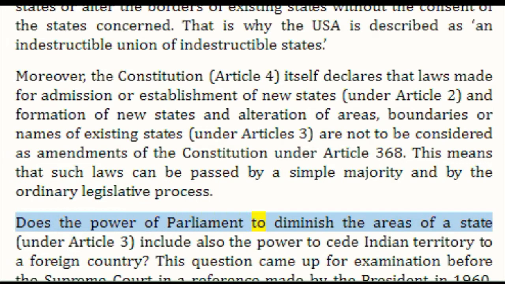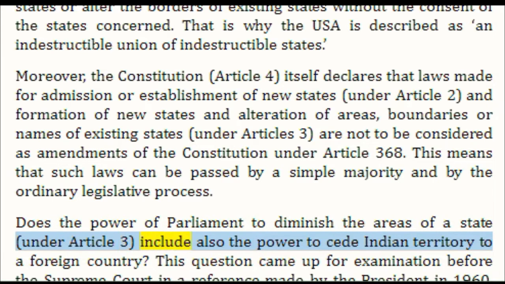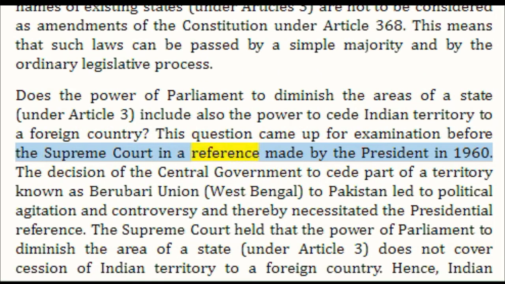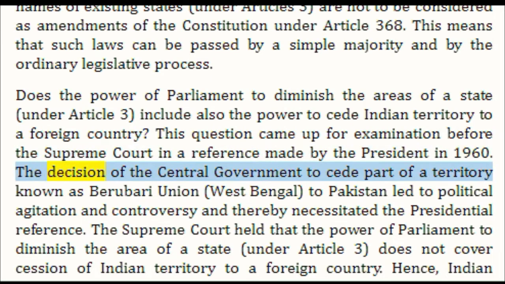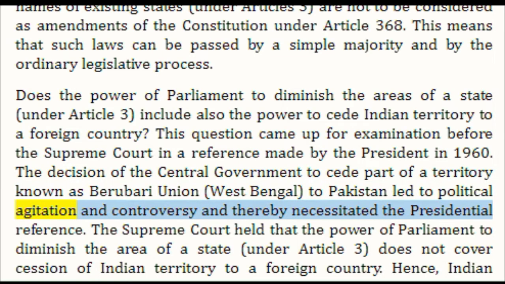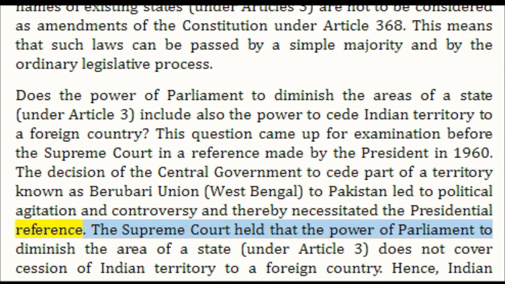Does the power of Parliament to diminish the areas of a state, under Article 3, include also the power to cede Indian territory to a foreign country? This question came up for examination before the Supreme Court in a reference made by the President in 1960. The decision of the central government to cede part of a territory known as Berubari Union, West Bengal, to Pakistan led to political agitation and controversy, and thereby necessitated the presidential reference.